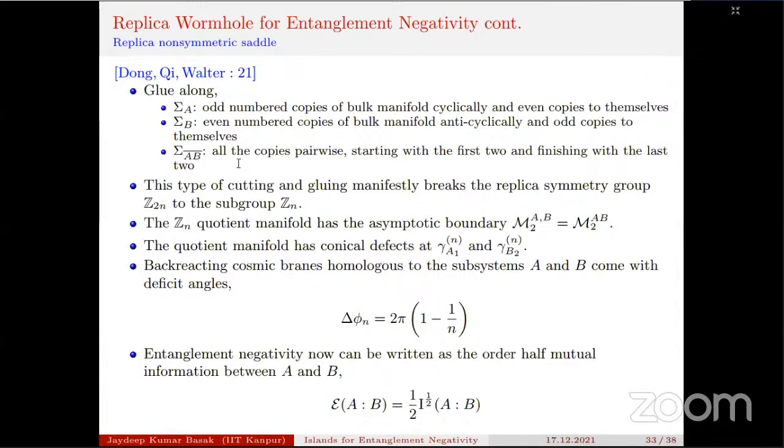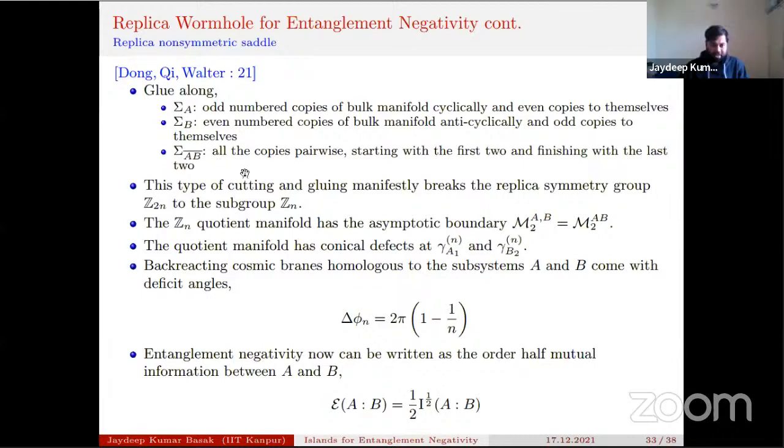And for sigma AB bar, all the copies we glue pairwise, starting with the first one and finishing with the last two. Now, if we glue in this specific manner, the replica symmetry group Z2n breaks into a subgroup Zn. Taking the Zn quotient manifold, we have the asymptotic boundary M2a,B, which in this case is the same as M2ab, because when we have two copies, you can't differentiate between cyclically and anticyclically.